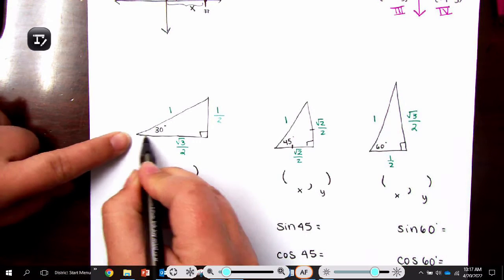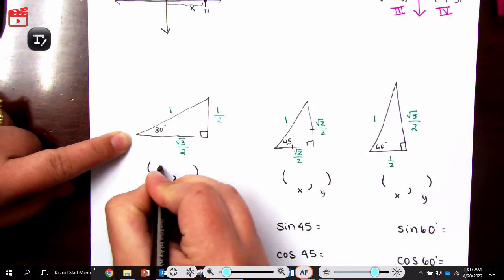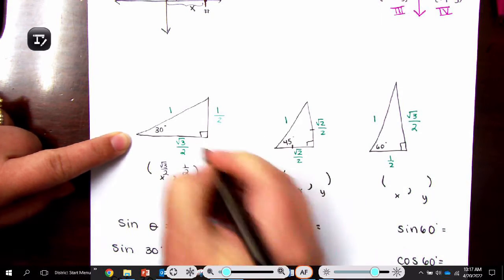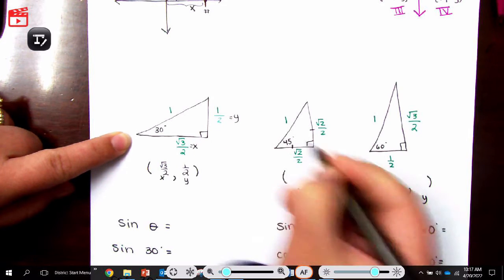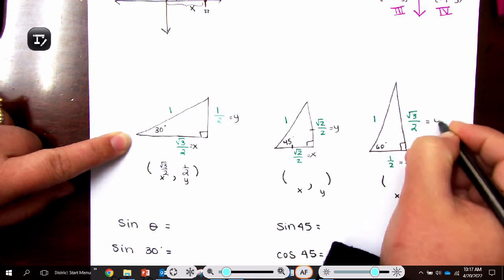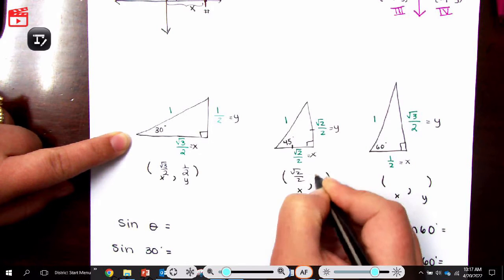So the x is representing the horizontal, which is root 3 over 2. The y is represented by the vertical. So this is your x, this is your y. This is your x, this is your y. And this is your x, and this is your y. I'm going to write these down here.